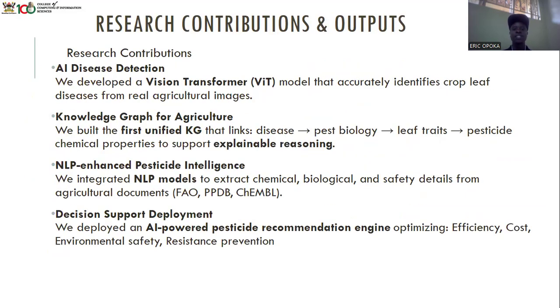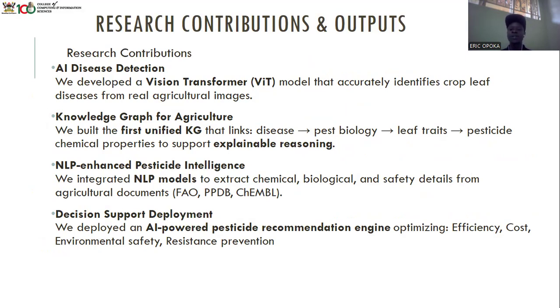So AI research contributions and outputs. We have AI research contributions. These were the ones we had. AI disease detection, for which we developed a vision transformer, which accurately detects crop leaf diseases in agricultural images. Then we have to initiate knowledge graph fabrication.